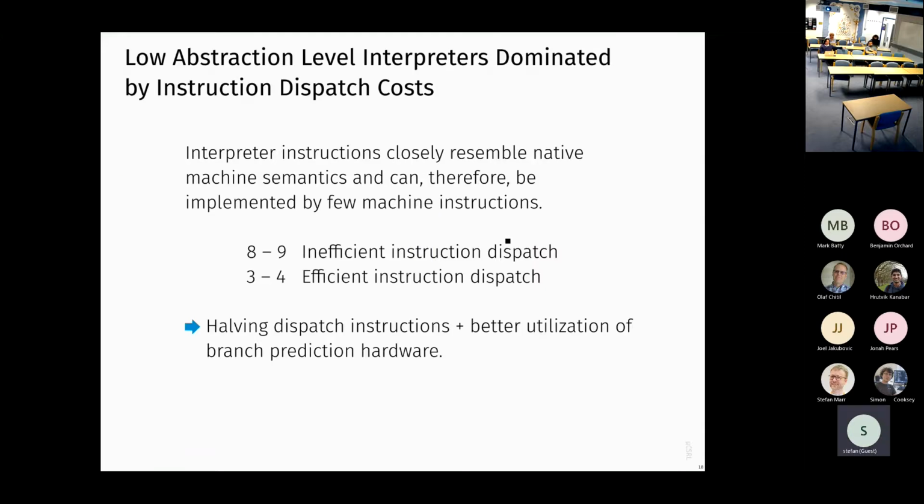So these low abstraction level interpreters, like I said before, were dominated by dispatch costs. You can obviously use sometimes a single machine word to implement the instructions, but then you need 8 to 9 instructions for a switch dispatch and 3 to 4 native machine instructions for an efficient instruction dispatch in threaded code. So the performance benefit is you're halving the dispatch instructions and you get better utilization of branch prediction hardware. That's where the 2x performance improvement is from.